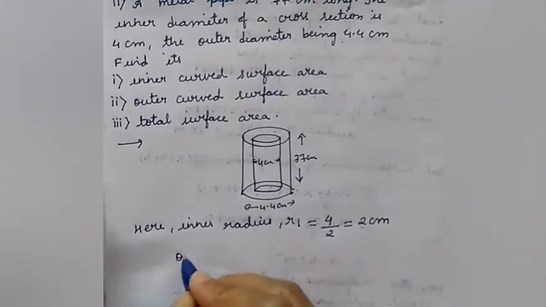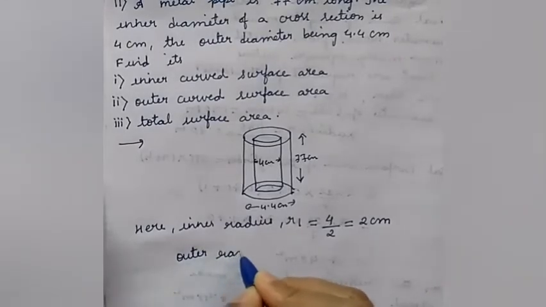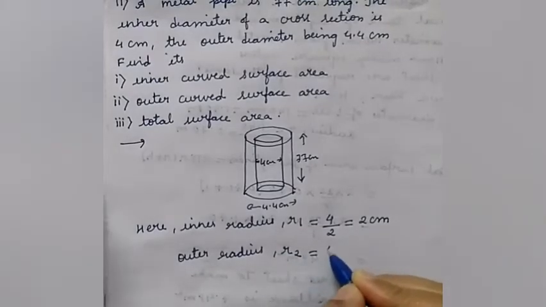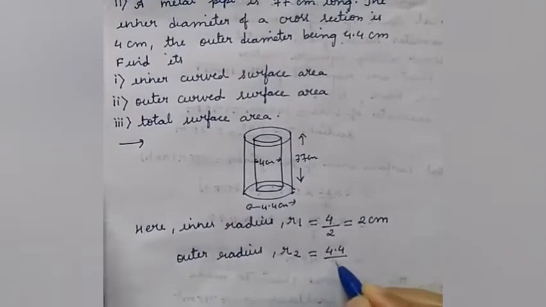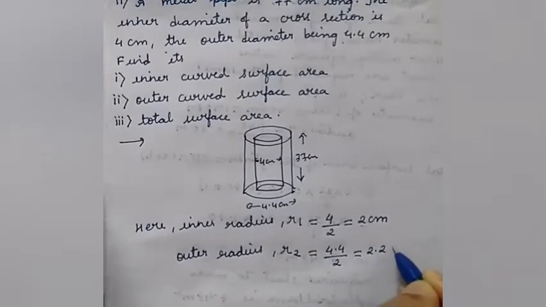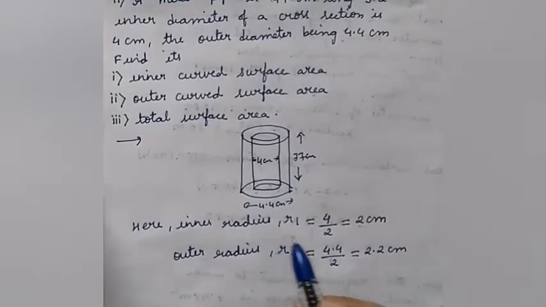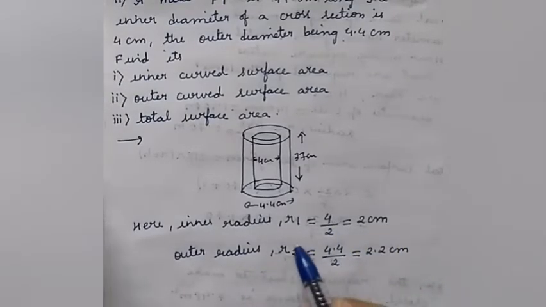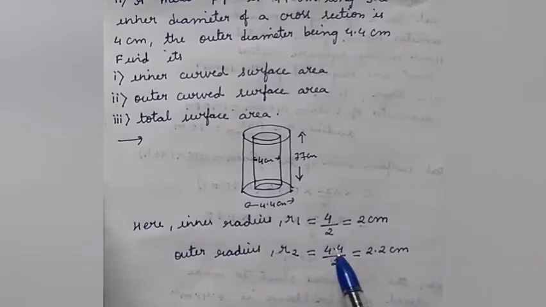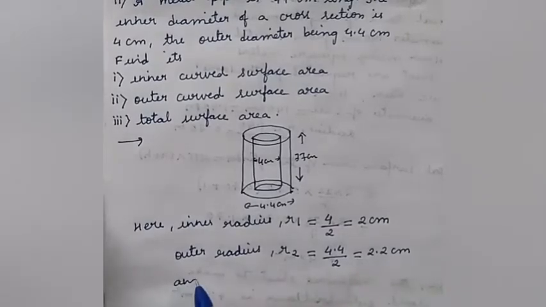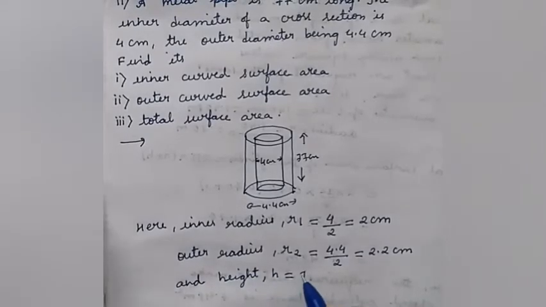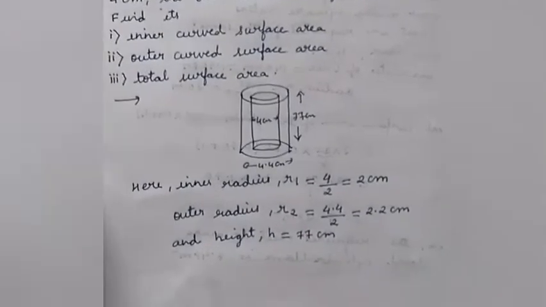Then outer radius, let us take it as R2, is equal to outer diameter 4.4 divided by 2, which is equal to 2.2 centimeter. So inner radius we have equal to 2 centimeter, and outer radius R2 is 4.4 divided by 2, which is equal to 2.2 centimeter. And height given here, h is equal to 77 centimeter. So these are the given things.